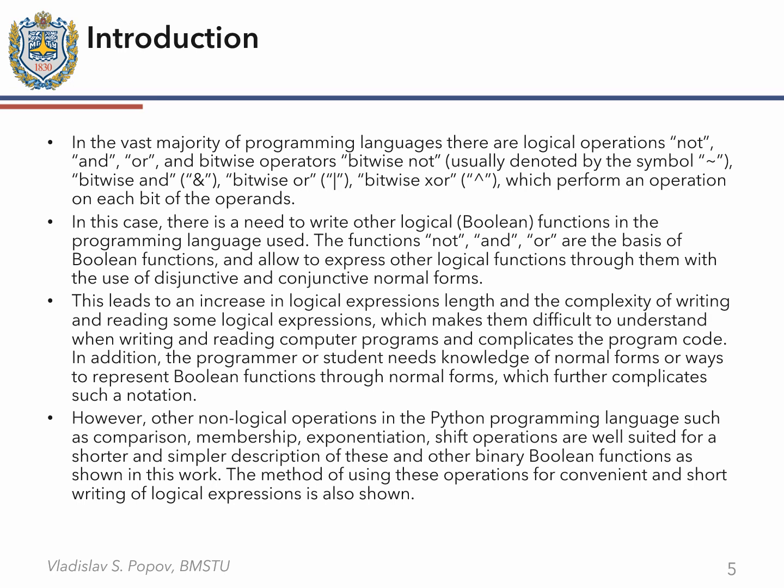In addition, the programmer or student needs knowledge of normal forms or ways to represent Boolean functions through them, which further complicates such notation. However, other non-logical operations in the Python programming language, such as comparison, membership, exponentiation, shift operations, are well suited for a shorter and simpler description of these and other binary Boolean functions, as shown in this work. The method of using these operations for convenient and short writing of logical expressions is also shown.